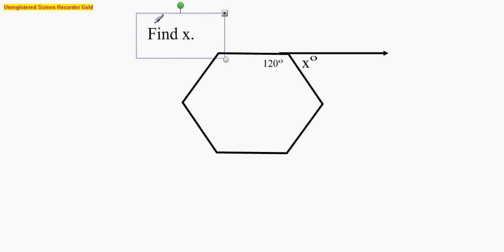And this has to do with what we call supplementary. So if you remember the words, you had complementary and supplementary. Complementary meant 2 angles added to 90 degrees, and supplementary angles added to 180 degrees.